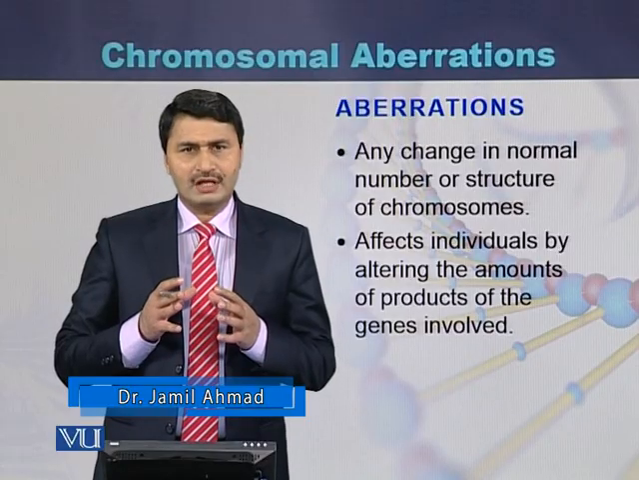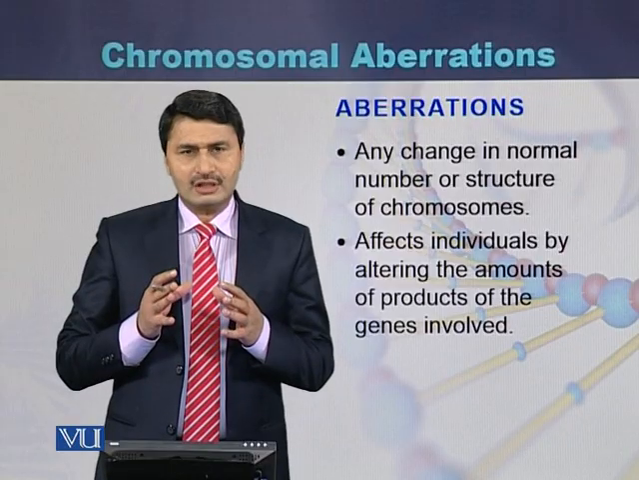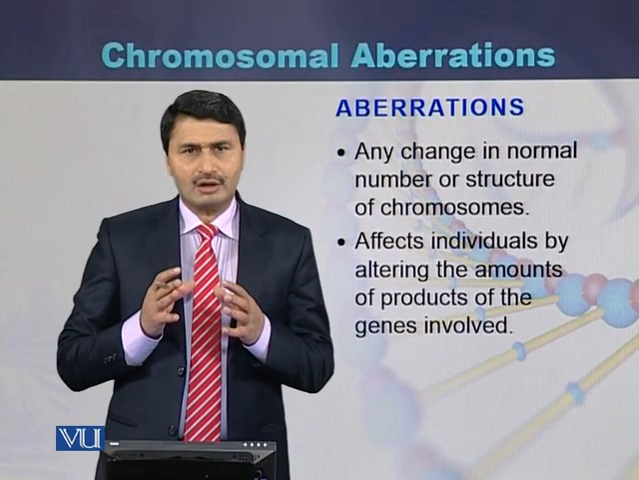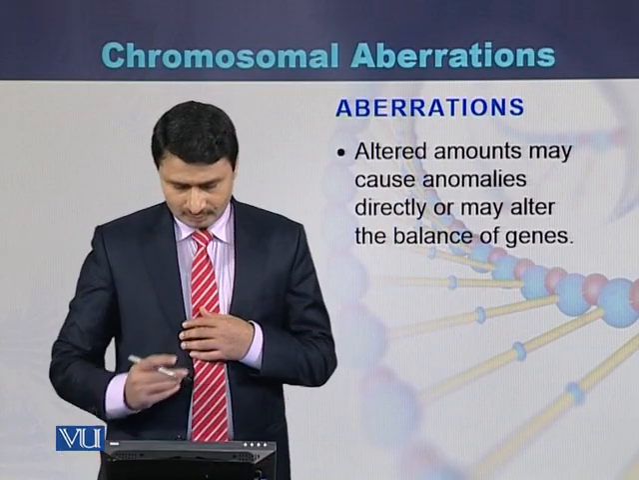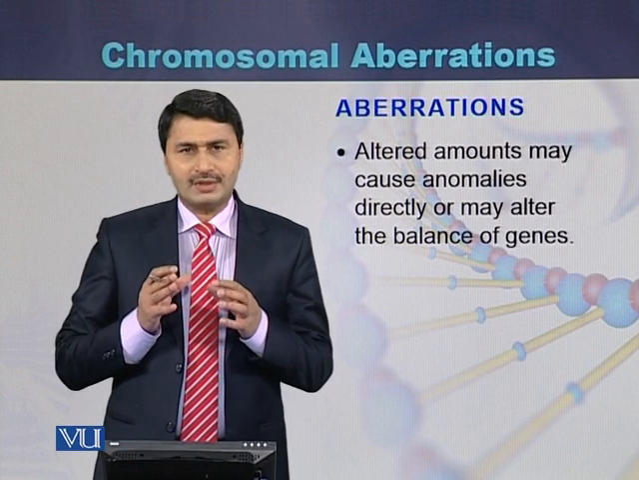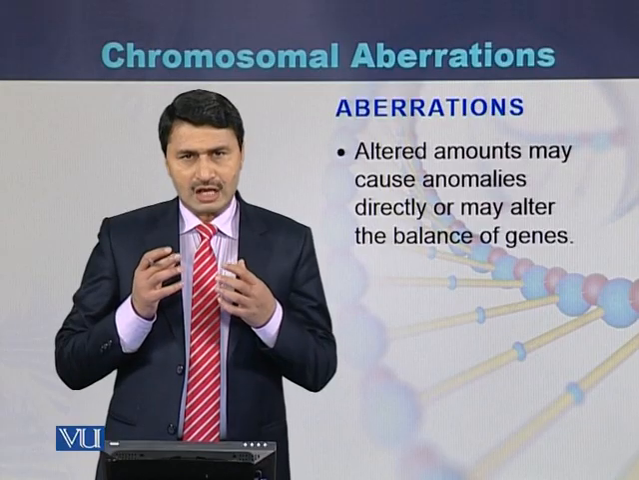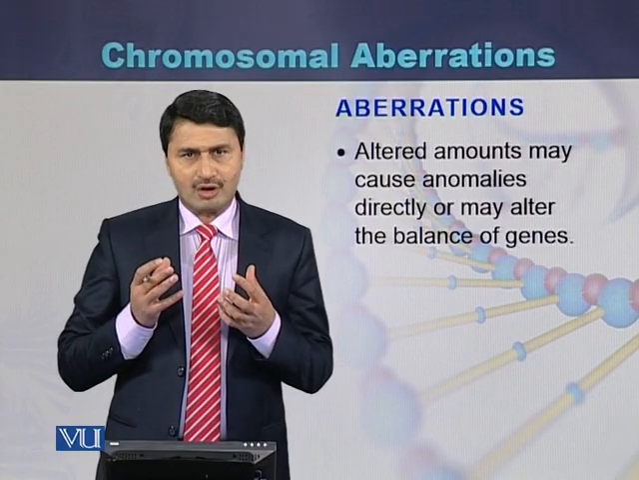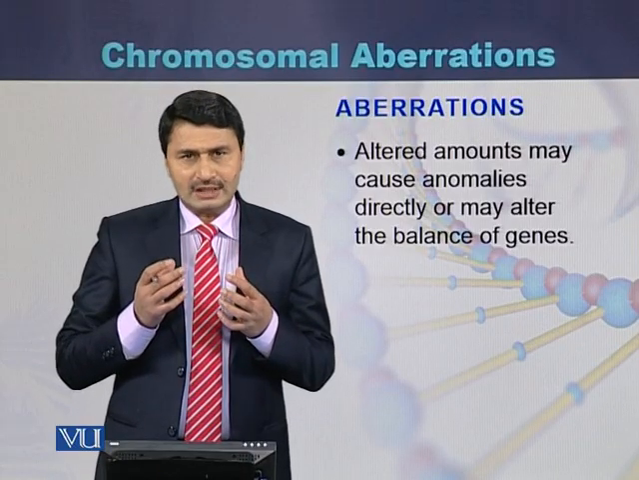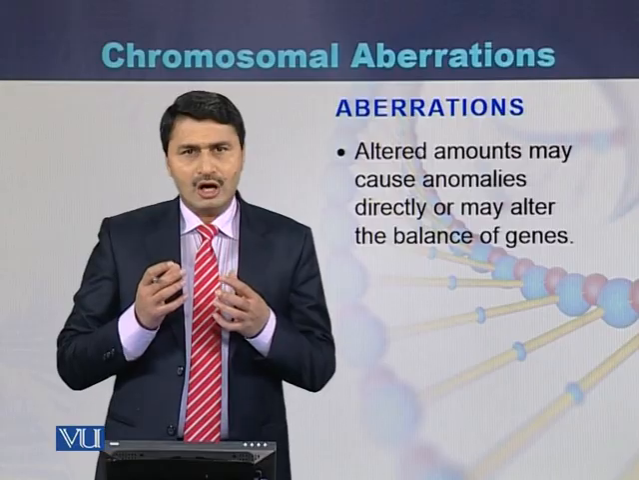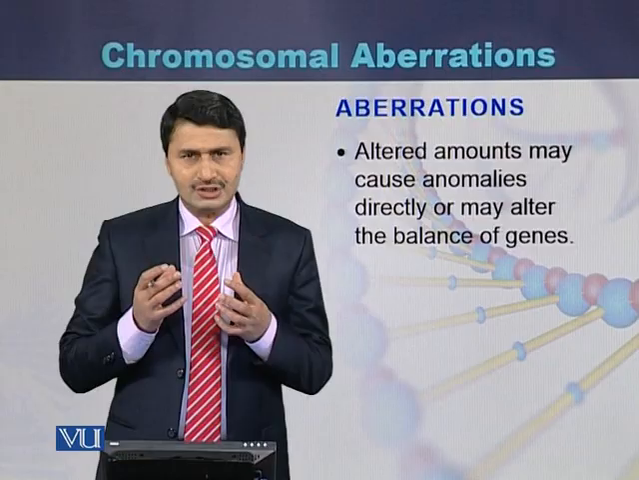Chromosomal aberrations affect individuals because there is an alteration in the amounts of DNA or in the amounts of the genomes. Chromosomal aberration also affects the individual because there are abnormalities in the structure of the chromosome, either directly or indirectly. Directly it affects the individual, or indirectly it affects the individual due to a lower number of genes.